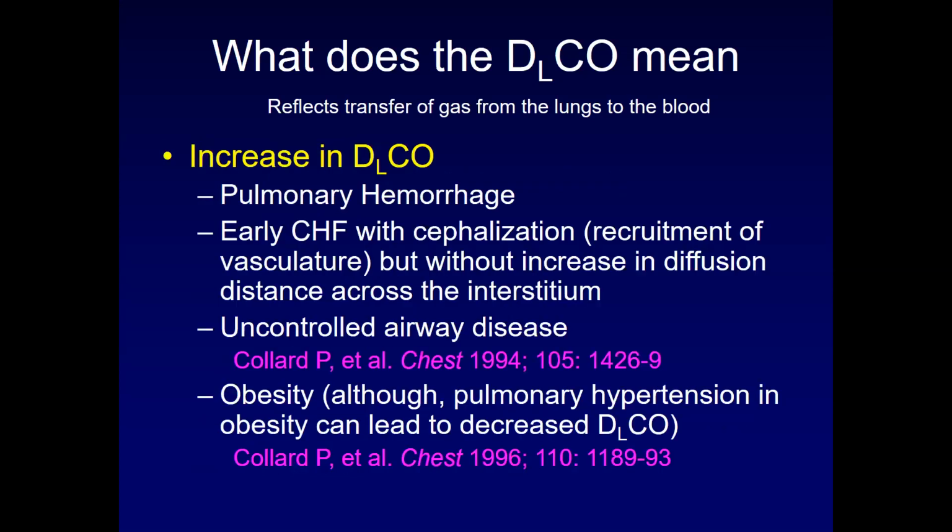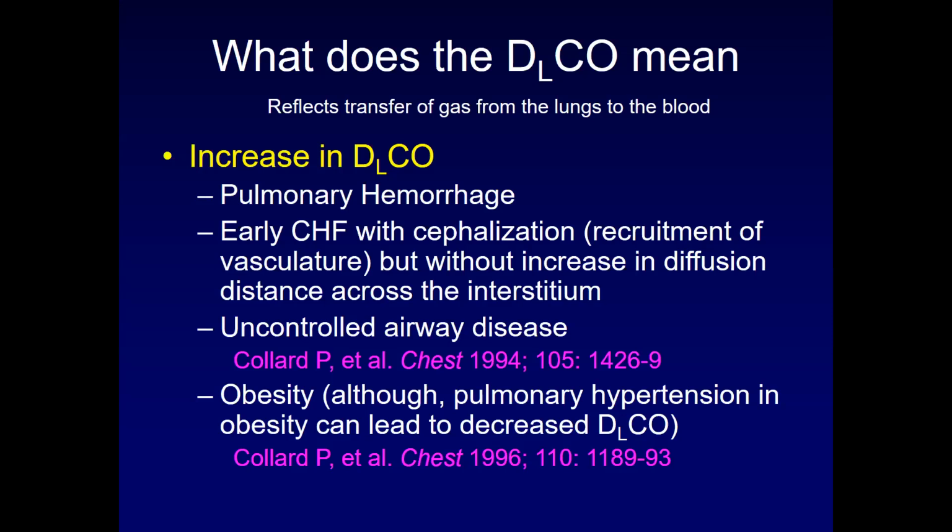There are very few things that actually increase a diffusion capacity. The classic one that people like to ask on a board examination is pulmonary hemorrhage. So if you have more red blood cells sitting in the alveoli, there's more area for carbon monoxide to glom onto, which means that the diffusion capacity will actually be improved. There's probably better ways to diagnose pulmonary hemorrhage than PFTs, but we'll leave that for a different time.